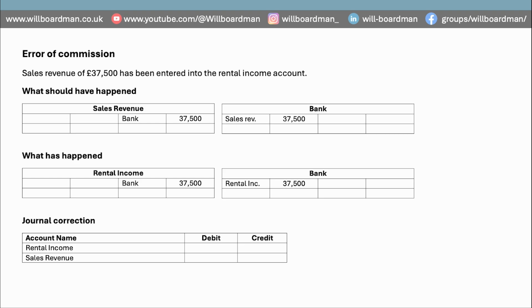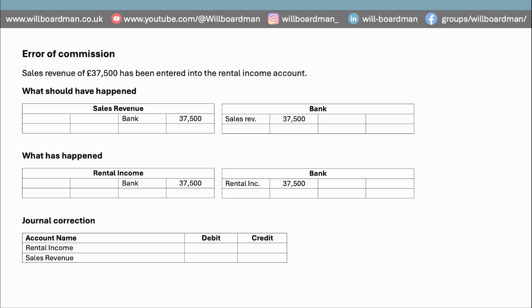Both of these accounts are income accounts, but obviously they have selected the wrong account name. So to correct this, it's going to be a very similar process as with the error of principle. We need to remove the entry out of rental income and move it into sales revenue as it should have been in the first place.